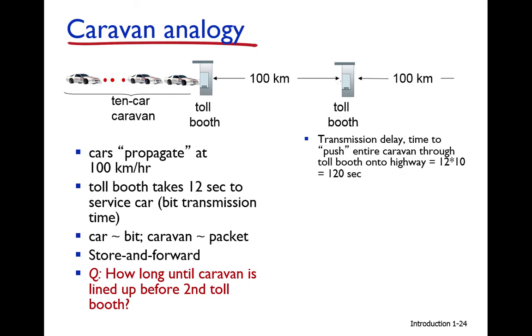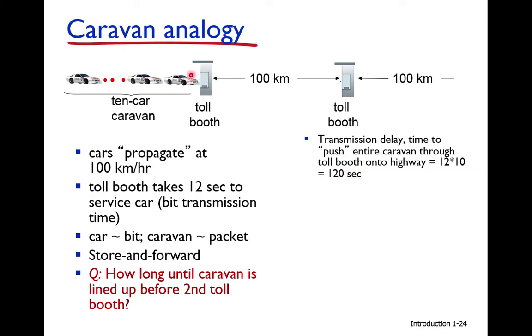So how much will be the transmission delay? Transmission delay means that the last bit, the last car of the packet, is moved over the link. As each car takes 12 seconds, the first car will be transmitted in 12 seconds. The second car will be transmitted over the link in 24 seconds. The third in 36. Until the 10th car, the last car, it will be transmitted in 120 seconds. It will take 120 seconds to transmit 10 cars over the link from this toll plaza. Okay, so it will take 120 seconds.